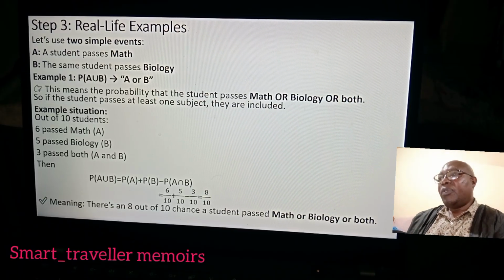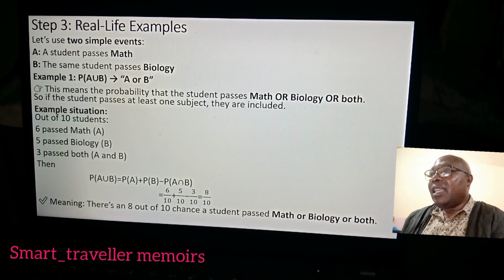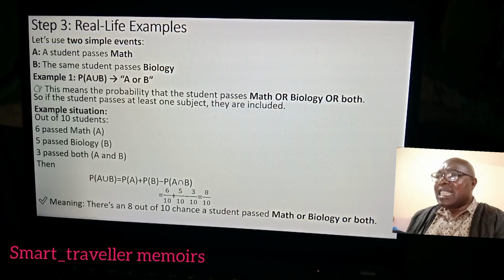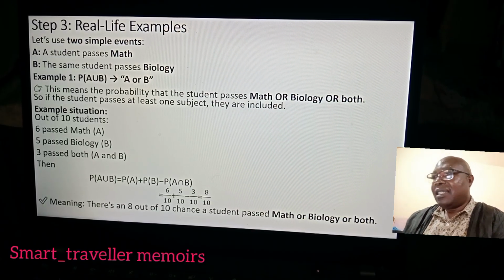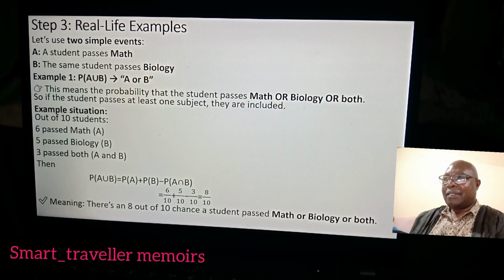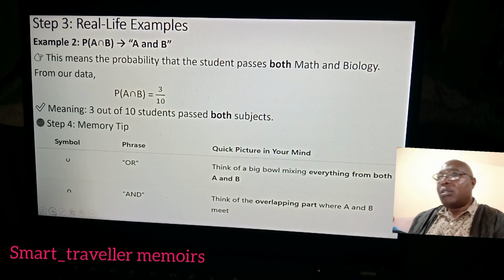If you simplify, in fact, it is just direct. You just do the numerator and the denominator, because the denominator is the same. There is no converting anything. So 6 plus 5, 11. 11 minus 3, 8. And the denominator is 10. Now, meaning there is an 8 out of 10 chance a student passes maths or biology or both.